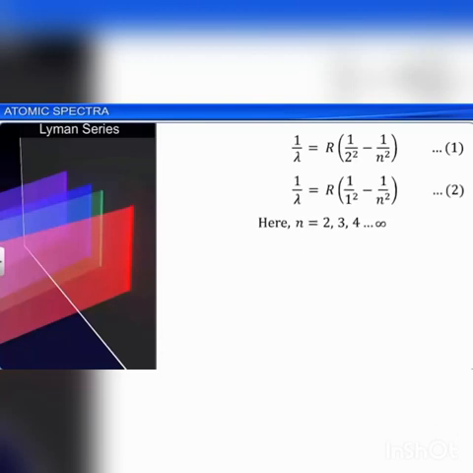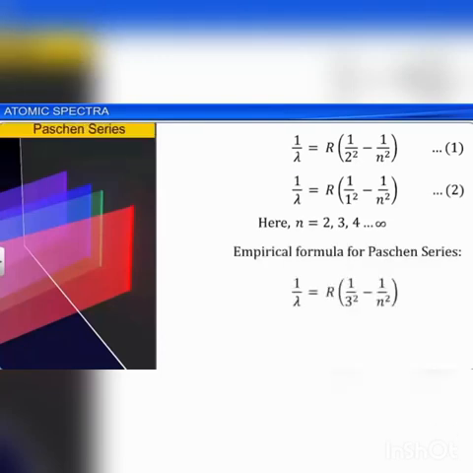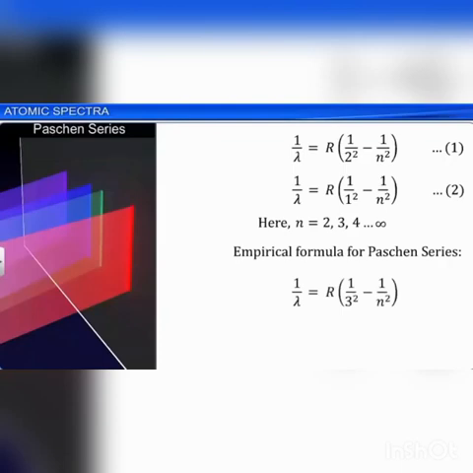Now let us look at the Paschen series. The Paschen series has spectral lines which lie in the infrared region. The formula for the Paschen series is 1 by lambda is equal to R into 1 by 3 square minus 1 by n square. Here, n is equal to 4, 5, 6, and so on, up to infinity. Let this be equation 3.